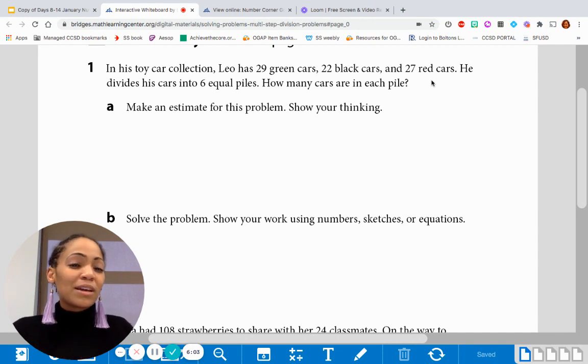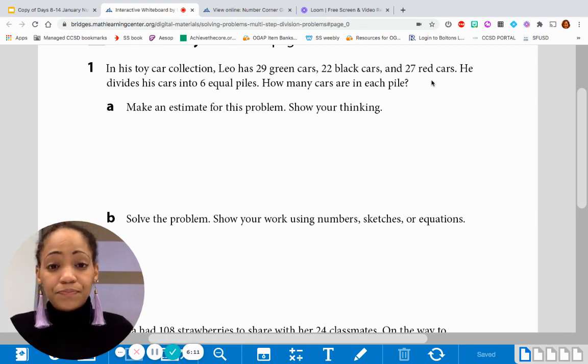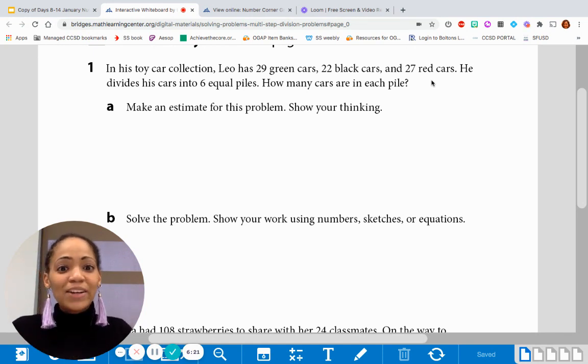So now I want you to think about how many cars we think will be in each pile. Or my favorite question is, how many do we know we're not going to have? We're putting 80 into 6 piles, so our answer shouldn't be greater than 80, right? Because we're dividing. So we need to figure out how many are in each pile. So our answer is not 80. What else could our answer not be? Or what could our answer be more than?